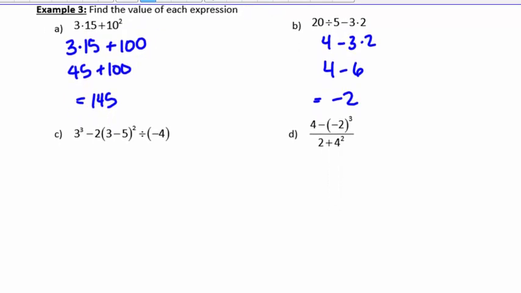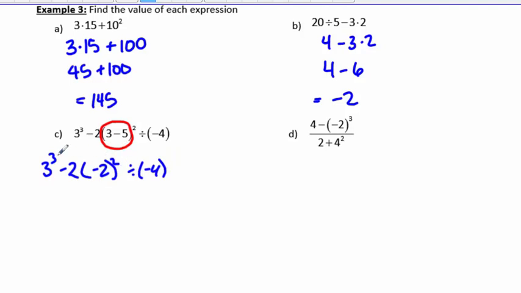Okay. Part C, we've got a set of parentheses right here. Note that there's only one set of parentheses. This set right here is just separating the negative symbol from the division symbol. It's not a grouping or parentheses set of symbols. This set is because there's something to do, the subtraction there inside of them. So we'll do that first. So I've got 3 cubed minus 2 times 3 minus 5 is negative 2 squared divided by negative 4.